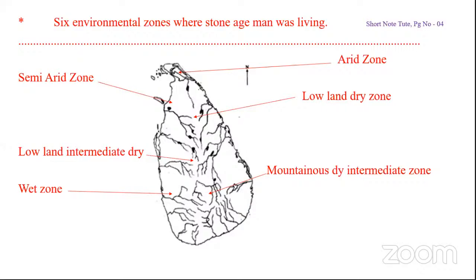So I have given a map. And there you have to draw the arrows and write the 6 regions. So in the mountainous dry intermediate zone, that second word is wrong. It is not "dy", it must be "dry". That's a pretty mistake.